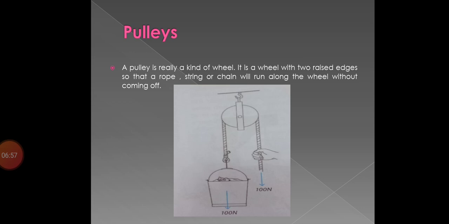In your books, next topic is wheel and axle, but here we will do pulley first and wheel and axle in your next class. So please come to page number 108. A pulley is really a kind of wheel. It is a wheel with two raised edges so that a rope, string or chain will run along the wheel without coming off. So pulleys help us to lift objects easily.